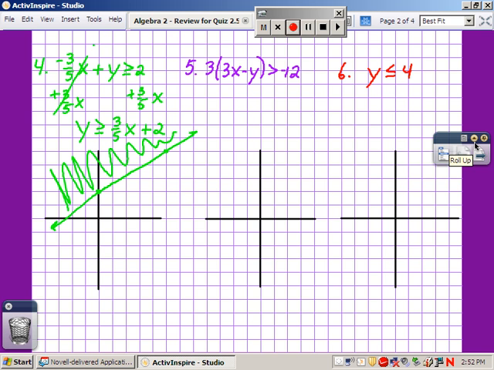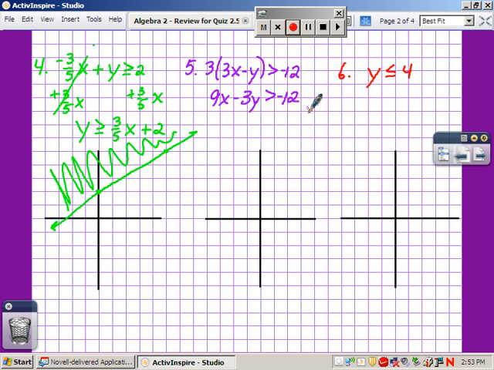Okay, number 5 might be the toughest one on the paper. I think you can tell you need to distribute first. 3 times 3x is 9x. 3 times negative y is negative 3y, all greater than negative 12. Okay, I would look at this and say you can move stuff around if you want. You can also use the reciprocal. Either way, you'll get the same answer.